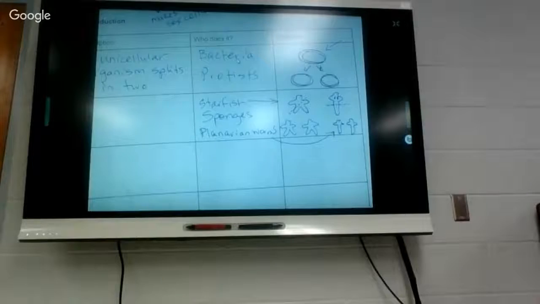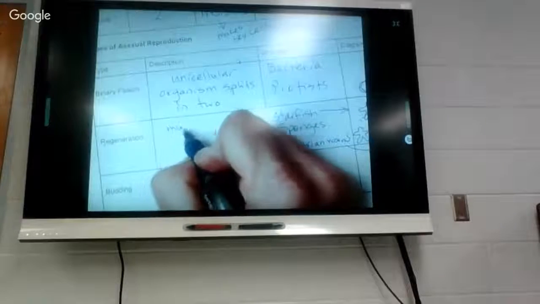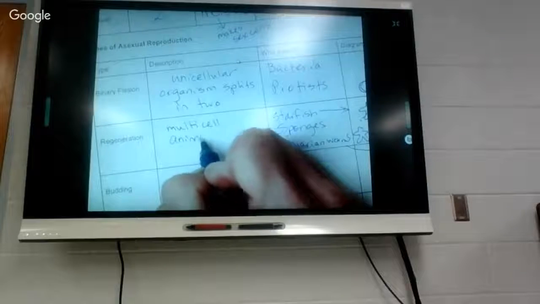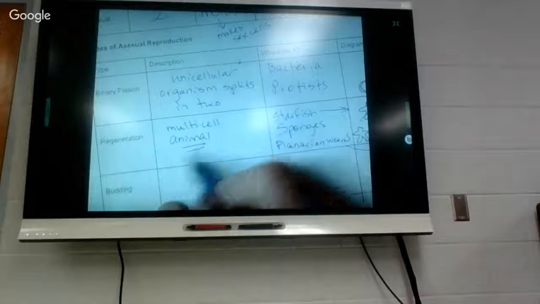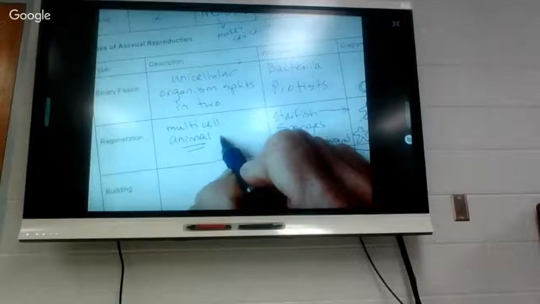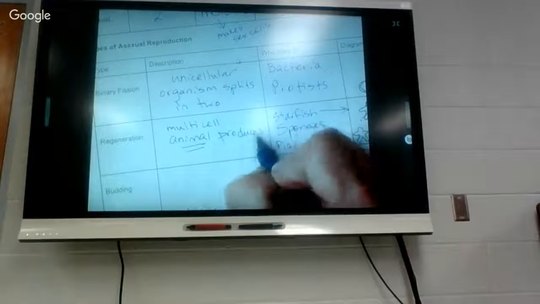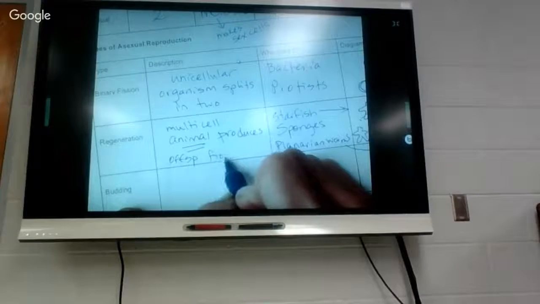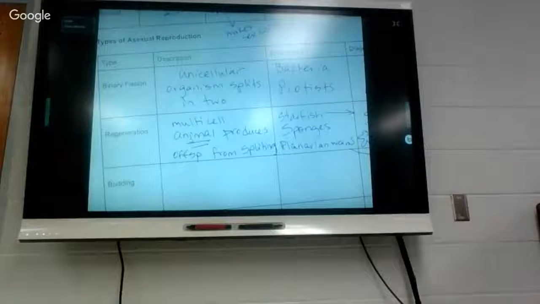All right, so over here, let's say multicellular animal. So it has to be an animal. Produces offspring from splitting. Okay. So it can't be binary fission because they're not unicellular, they're multicellular.